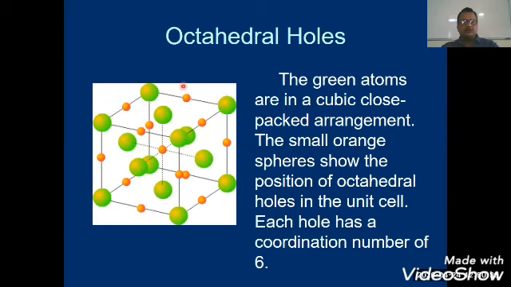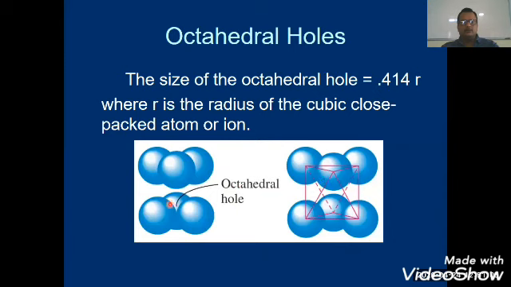So this is an FCC unit cell. These green balls form an FCC unit cell. They're at the corners of the unit as well as at the face centers. And the octahedral hole will be at the body center. So this is an octahedral hole, and octahedral holes will also be present at the edges. The size of the octahedral hole is 0.414 r, where r is the radius.